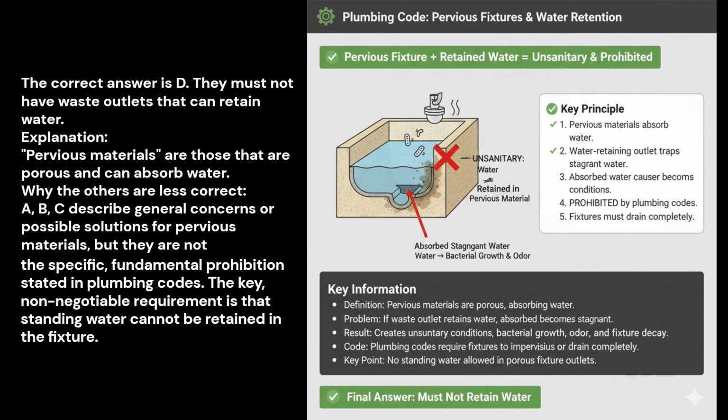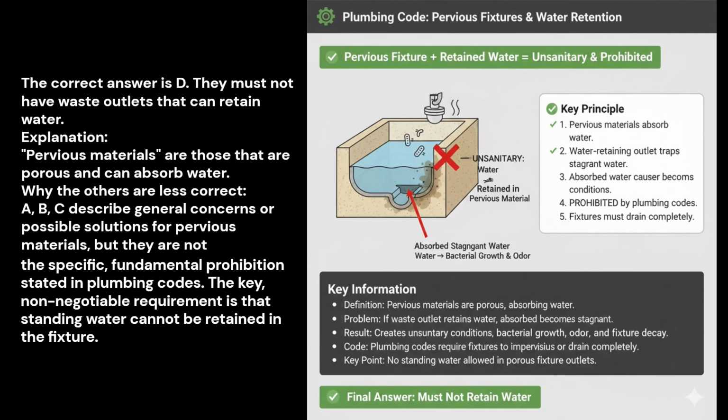Explanation. Pervious materials are those that are porous and can absorb water. If a fixture made of such material has a waste outlet, drain, that retains water, i.e., holds a pool of water in the bottom, the absorbed water will create a continuous, unsanitary condition. The stagnant water in the outlet will seep into the porous material, promoting bacterial growth, odors, and eventual deterioration of the fixture. Plumbing codes require fixtures to be impervious, non-absorbent, or, if made of pervious materials, to be properly lined, sealed, and designed to drain completely to prevent water retention and maintain sanitary conditions.